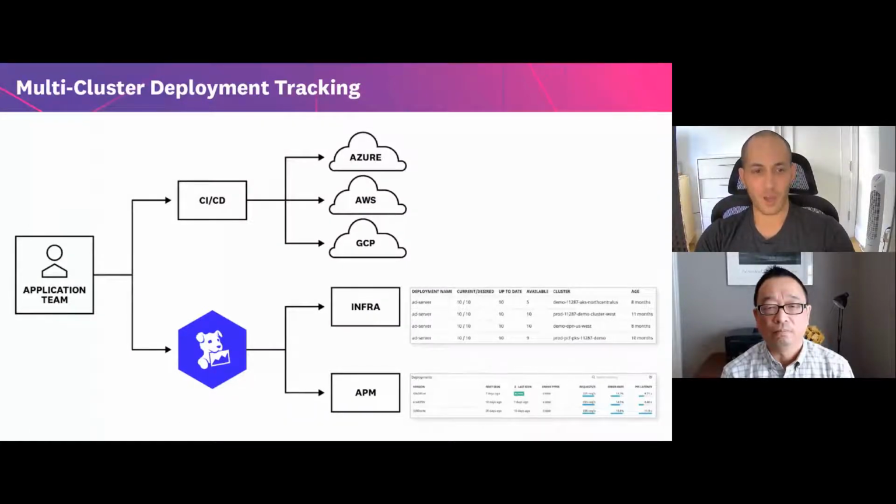Talking about hybrid cloud, multi-cloud, OpenShift and Kubernetes today, I wanted to start with two quick use cases. The first is about deployment tracking, to explain and show how Datadog integrates into any team's work. In a multi-cloud environment, we're usually using tools like continuous integration and continuous deployment to deploy our applications. The application team is almost not aware of where their applications are running nowadays.